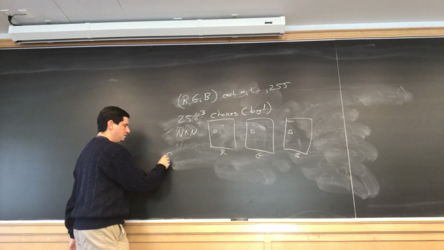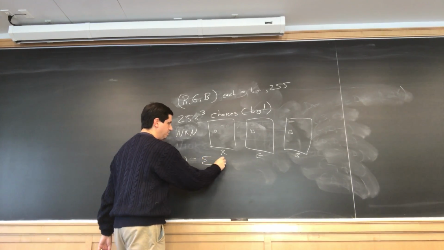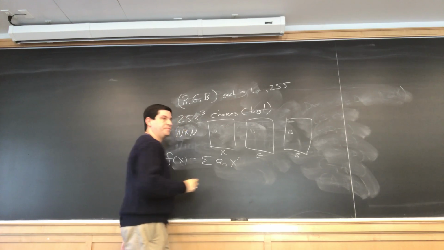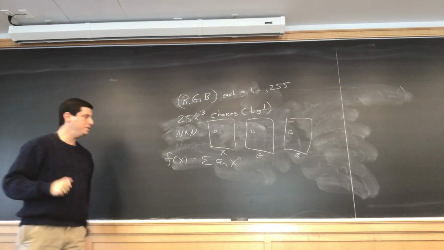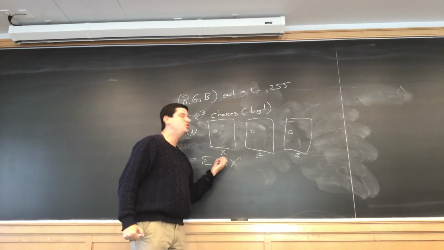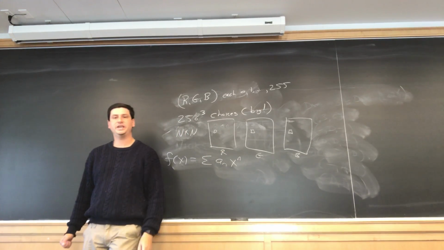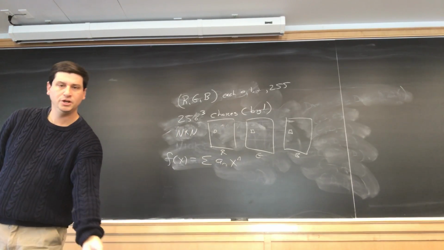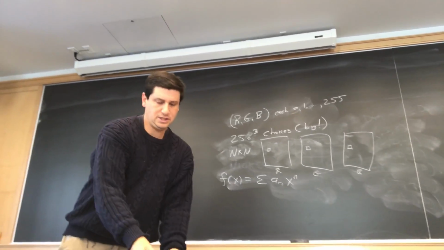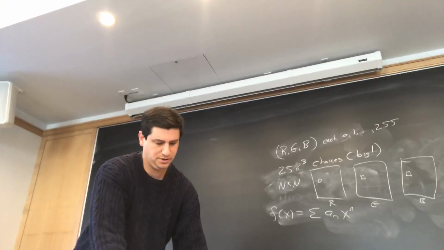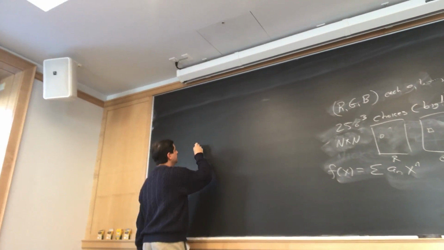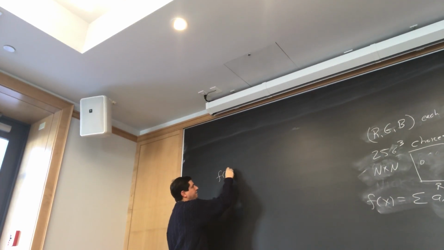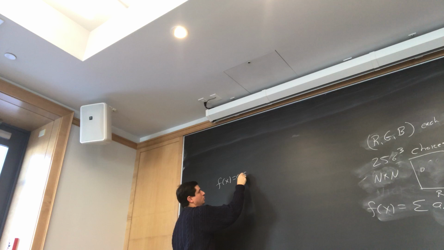You write f of x as a sum of a_n x to the n. So this is a series expansion. And the hope is that for most functions, you don't need that many Taylor coefficients to capture what's going on. So if you look at, say, f of x is cosine of x.